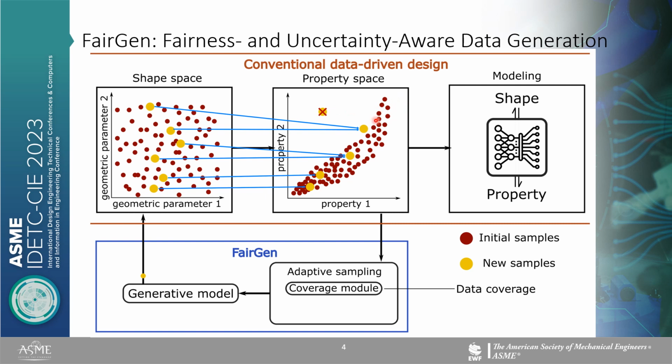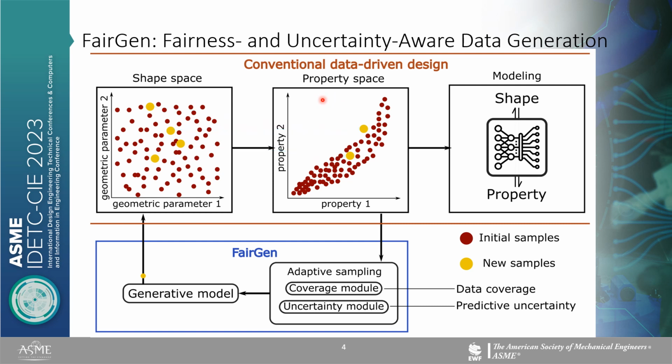This dataset does not contain relevant knowledge to this property, and thus the machine learning model trained based on this dataset is uncertain about making such a prediction. We have developed an uncertainty module to measure the predictive uncertainty of the generative model to avoid selecting those properties. And we can do this iteratively to mitigate data imbalance.